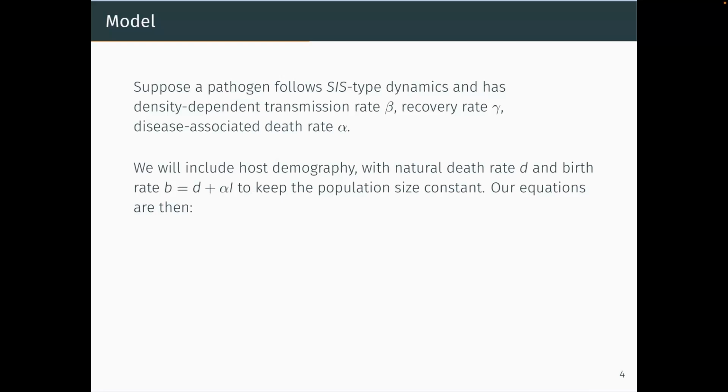We've got our normal recovery rate gamma, and then now we're going to have this disease-associated death rate alpha. So we've not had this before. And we are going to include host demography into this, so host births and deaths. The reason being, if we didn't have any host demography, but we had hosts dying from disease, then we would eventually run out of hosts.